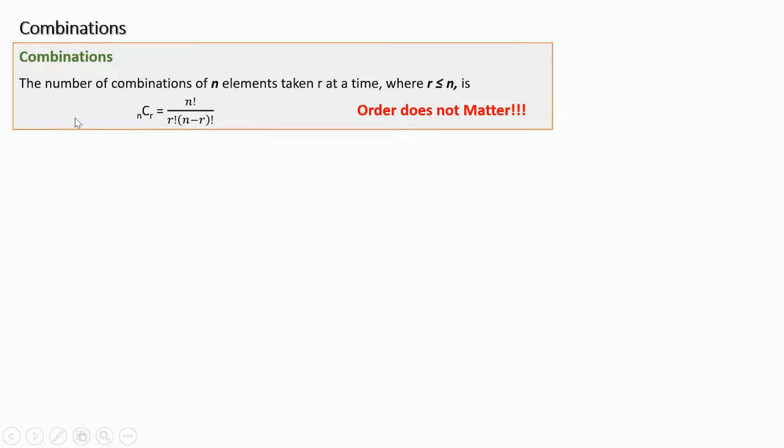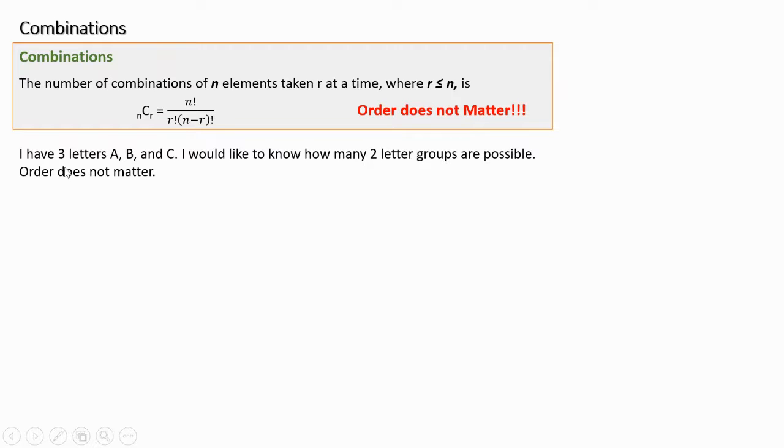Combinations. For combinations, this is my formula, and the order does not matter. For example, let's do the same example that I did earlier for permutations. When I have 3 letters, A, B, and C, and I would like to know how many 2-letter groups are possible. Remember, order does not matter. So it can be AB, it can be AC, and it can be BC, right? Because AB and BA are the same one. Order does not matter, so it's only 3.